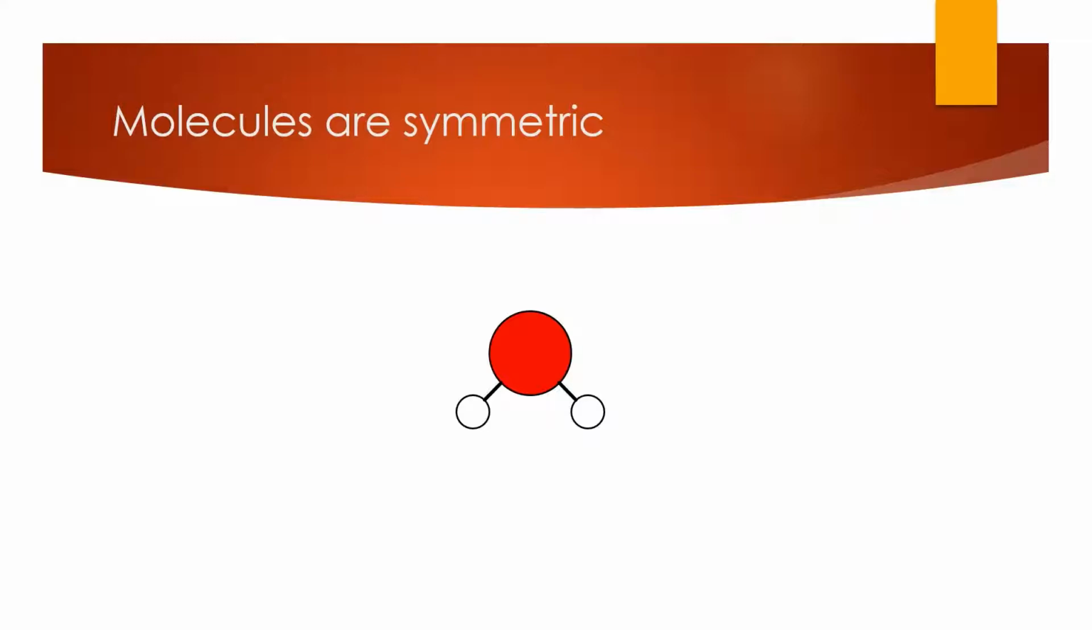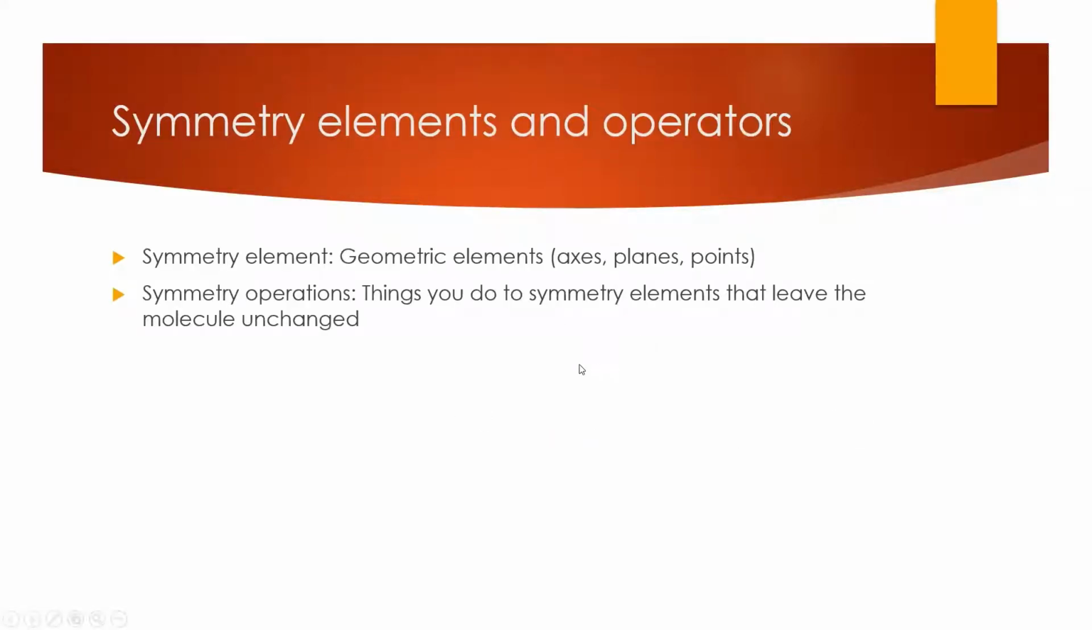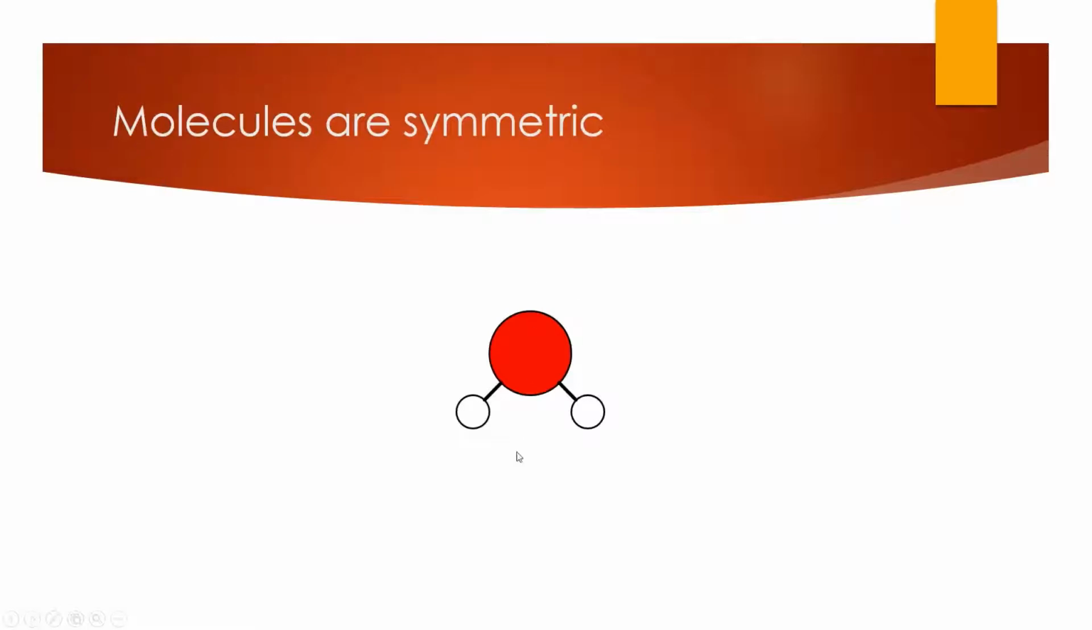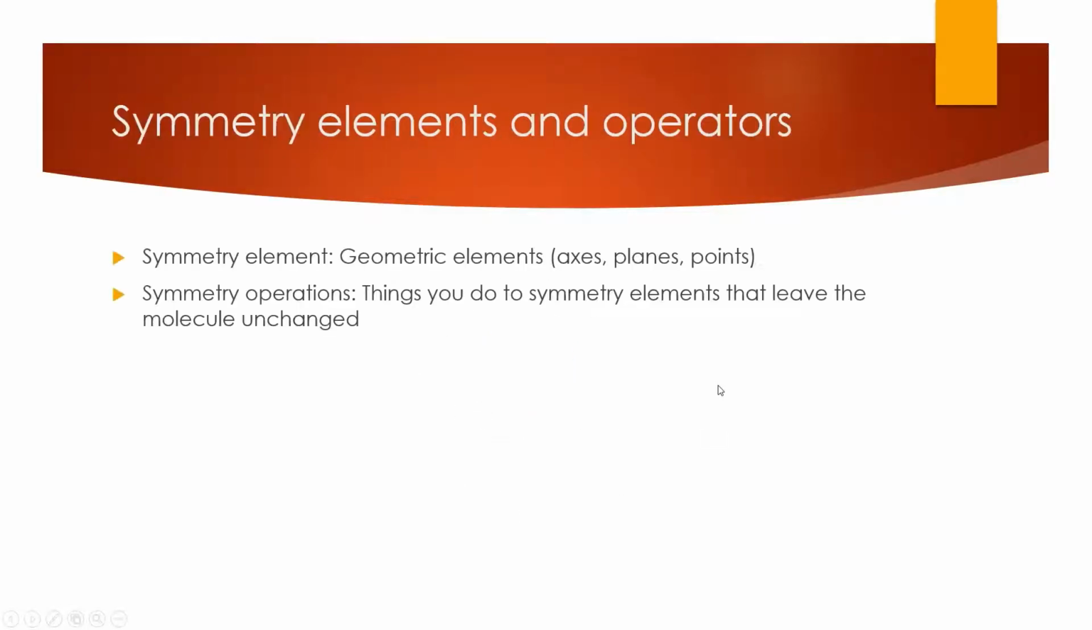So now let's take a look at the other types of symmetry operators that we could have. The types of symmetry elements that we can have are as follows. They're all geometric elements. We can have axes, so we can have lines that go through these. We can have certain points, and we can have planes. So we saw in the last one for water, we had a rotation axis rotating along this axis here, and we also had two mirror planes.